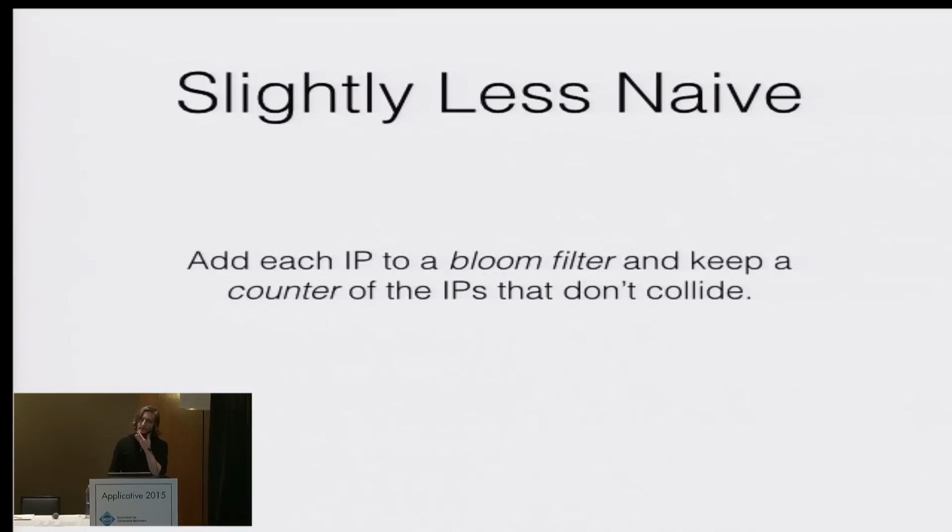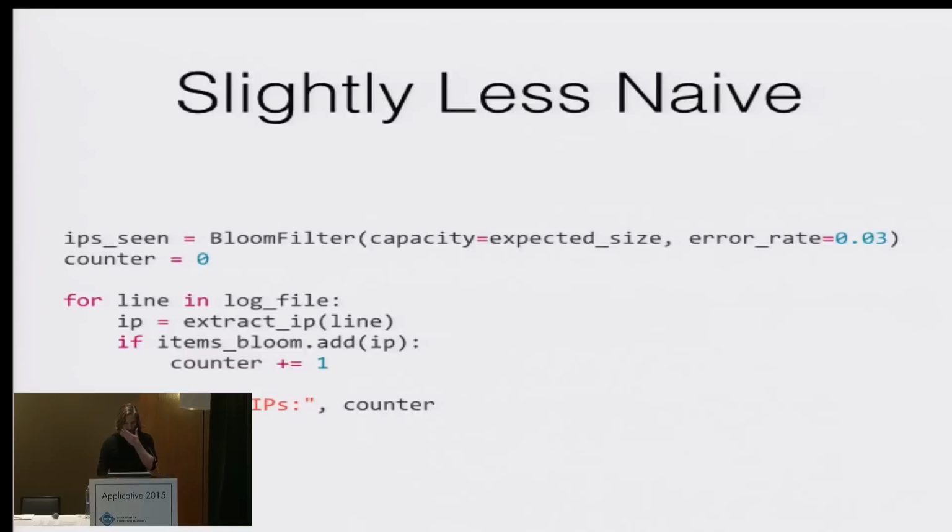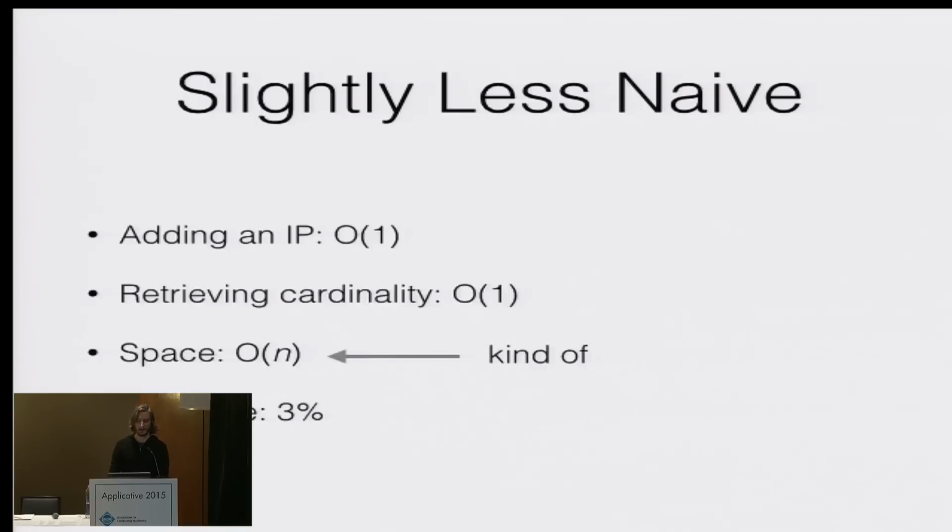So what if we try a slightly less naive solution? In this case, we'll use a Bloom filter. And then a counter to keep track of the IPs that don't actually collide with anything in the Bloom filter when we're inserting them. What's that look like? Well, it's actually just as straightforward as the last one. We just keep a counter. If adding it into the Bloom filter doesn't think that it already existed, we increment the counter. Easy enough. Adding an IP, still O of 1. Retrieving cardinality, still O of 1.